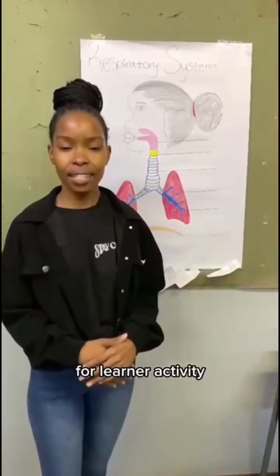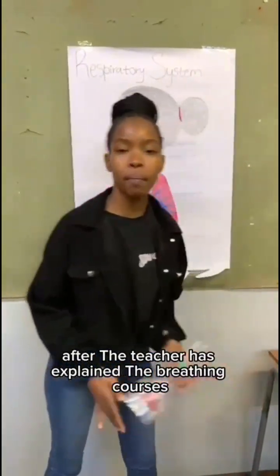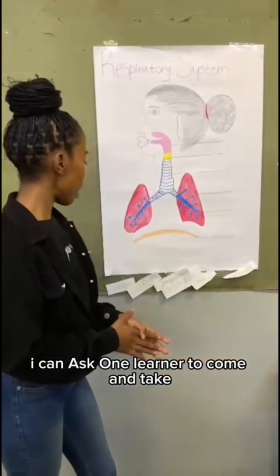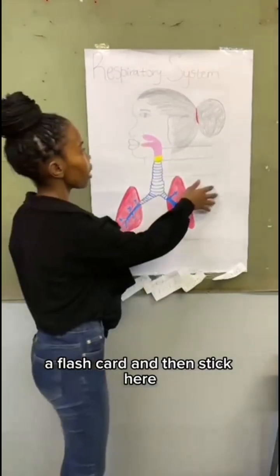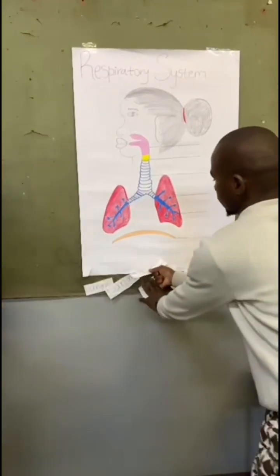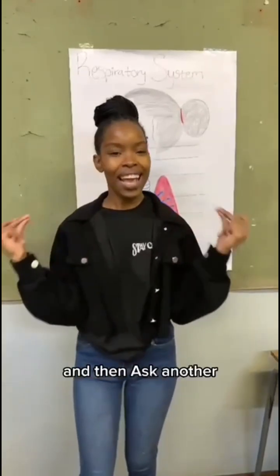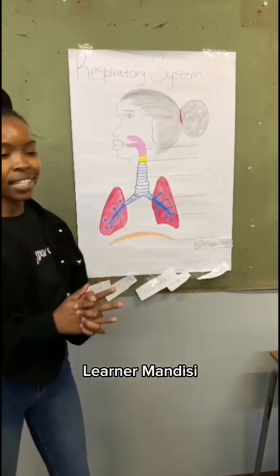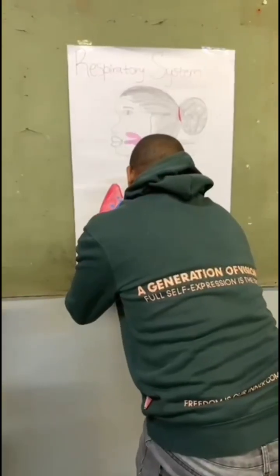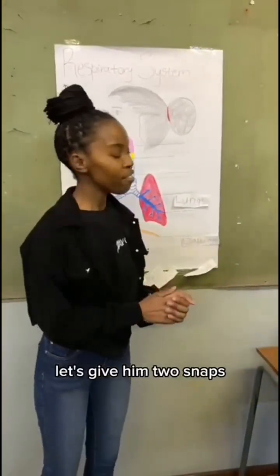Thank you. For the learner activity, learners will be required to interact with the chart after the teacher has explained the breathing process using the lung model. For example, I can ask one learner to come and take a flashcard and stick it here. I can ask Ndobelo, could you please come in front and label the diaphragm for me? Wow, let's give him two snaps. And then ask another learner, Mandisi, could you please come in front and label a lung? Thank you. Let's give him two snaps.